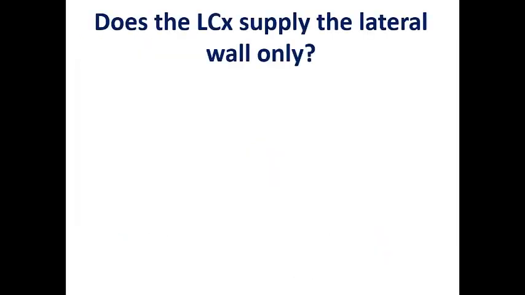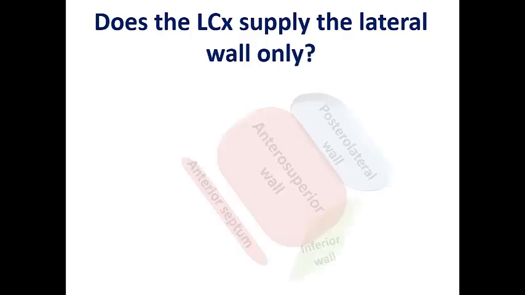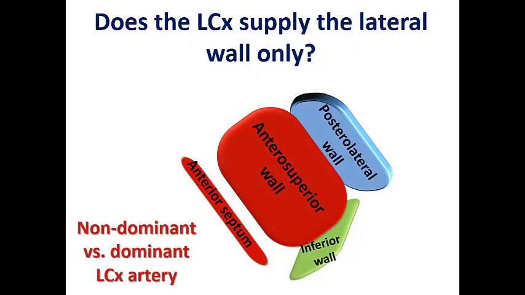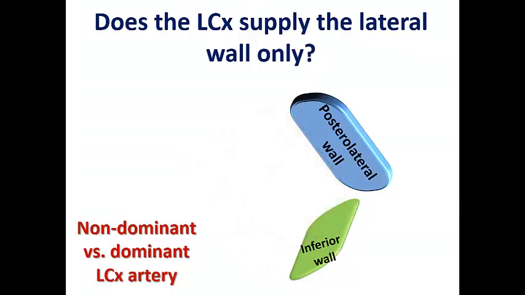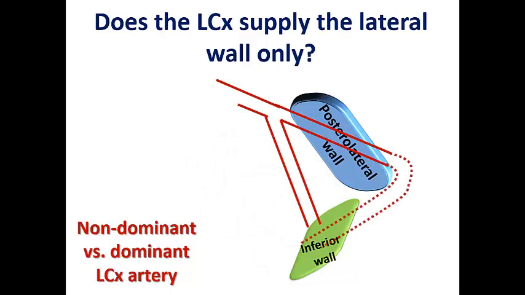We need to ask a question: does the LCX supply the lateral wall only? Of course, the answer depends on whether this LCX is dominant or non-dominant. If it is non-dominant, it would supply only the lateral wall, but if it is dominant, in this case it can supply the lateral wall, posterior wall, and also the inferior wall.